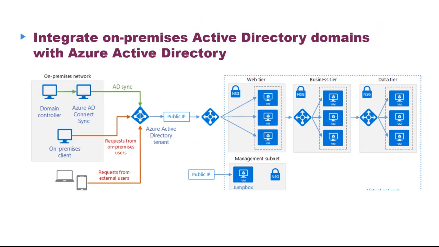Before we jump into a video demonstration of Azure AD, I'd like to draw your attention to this best practice Microsoft reference architecture for integrating on-premises Active Directory domains with Azure Active Directory. This will become a lot clearer in the demo. On the left-hand side is your on-prem network with a domain controller with all my users and objects, and another server with Azure AD Connect installed. The Azure AD Connect server is syncing all my users from AD into Azure Active Directory.